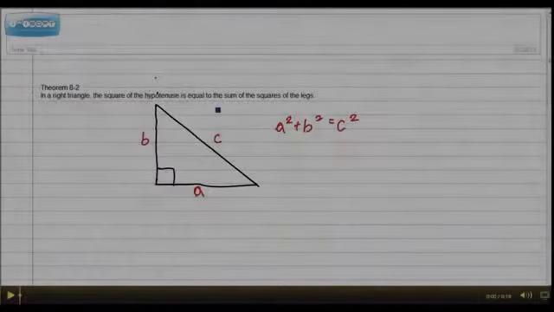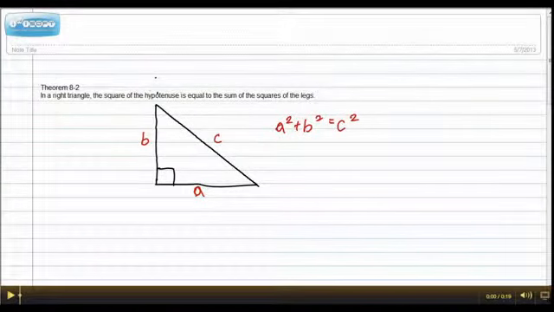Theorem 8-2. In a right triangle, the square of the hypotenuse is equal to the sum of the squares of the legs. This means that for sides a and b, the sum of their squares equals c squared.